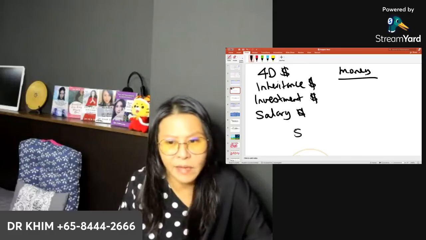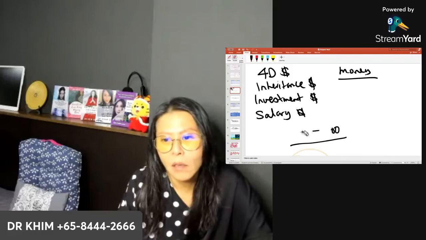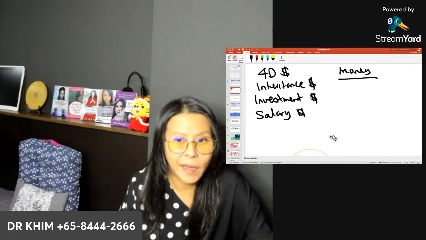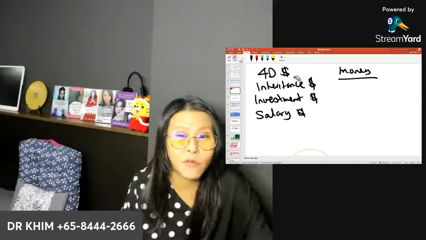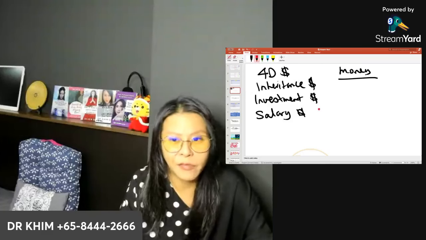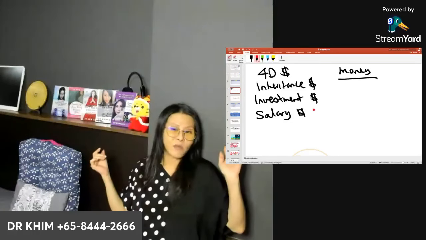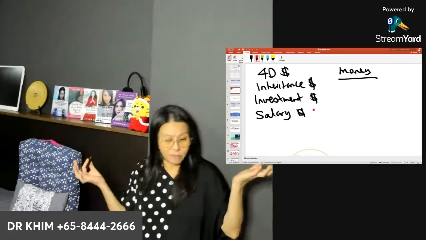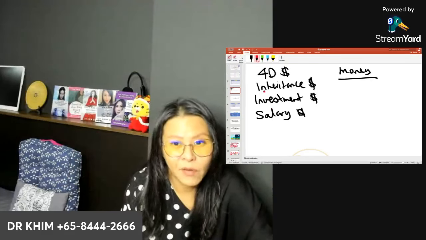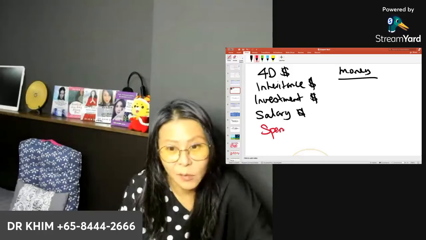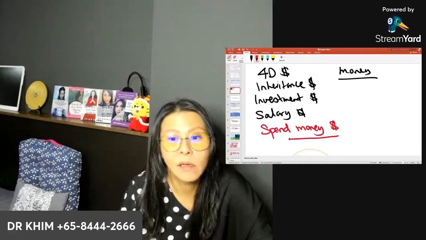Right, he bought Apple at $10. Now Apple is $300. Correct? But he buys 4D, no. Inheritance, don't have. No 4D, no inheritance, no investment, right? But I take very high salary, right? I am the minister of a department. In 1 year, my salary is some million. Correct? And some, they don't have all this money, but they spend money very cleverly. Right? Spend money, expert. Okay?